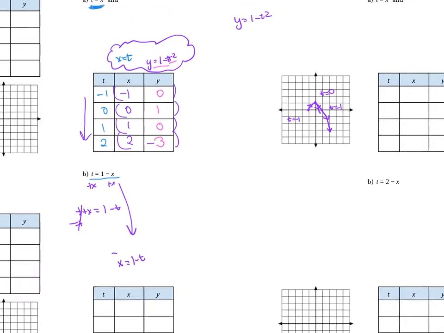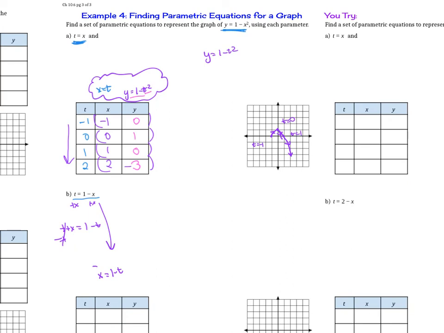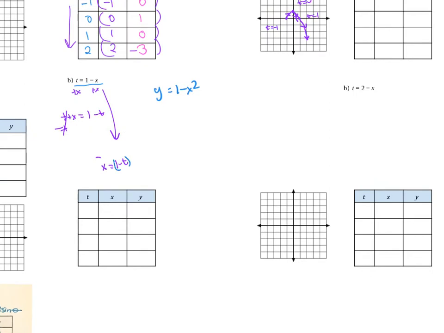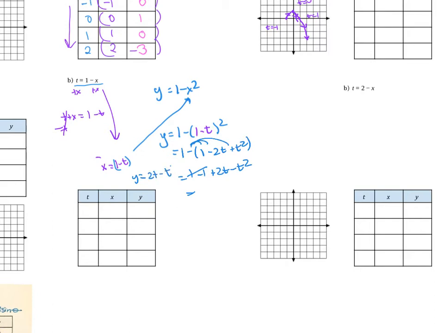Then we're going to plug this x value into the original equation. The original equation was y equals 1 minus x squared. So we're going to plug in this 1 minus t wherever the x squared is. So this is y equals 1 minus (1 minus t) squared. Let's expand it: 1 minus (1 minus 2t plus t squared). Then we need to distribute this negative, so this is 1 minus 1 plus 2t minus t squared. The ones cancel, so y equals 2t minus t squared. These are the equations that it's looking for.